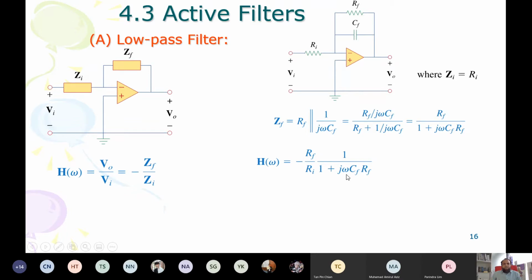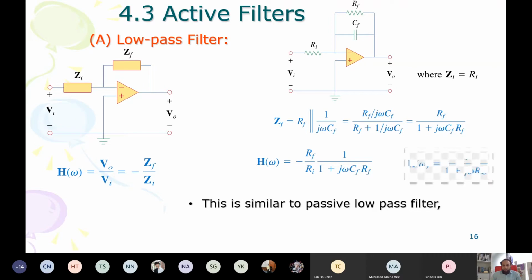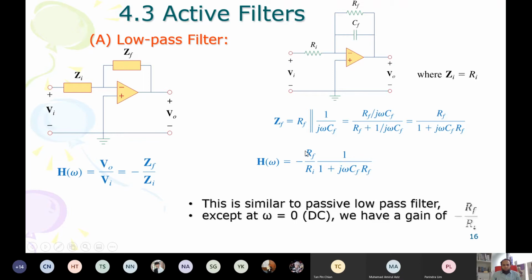And when omega equals infinity, 1 upon infinity is 0. So this means this is all 0. This means this is a low pass filter. This is similar to the passive low pass filter. If you remember, this is what the passive low pass filter looks like, except for this additional minus Rf upon Ri. So when omega equals 0, we have a gain of minus Rf upon Ri.